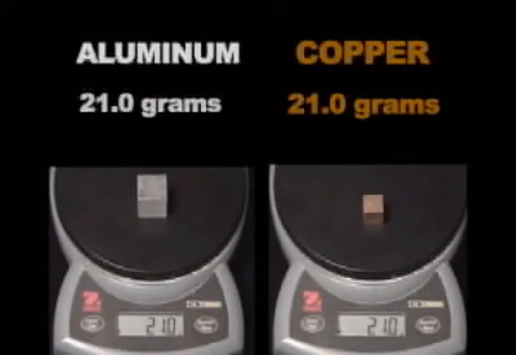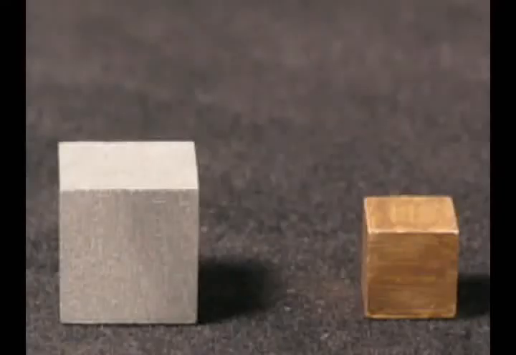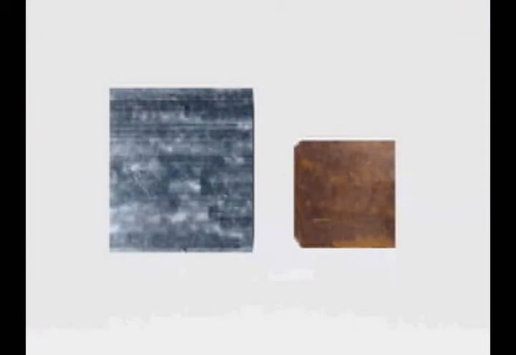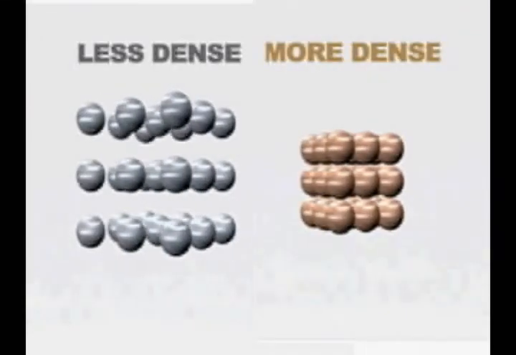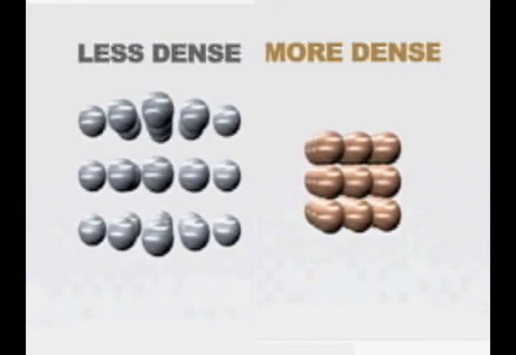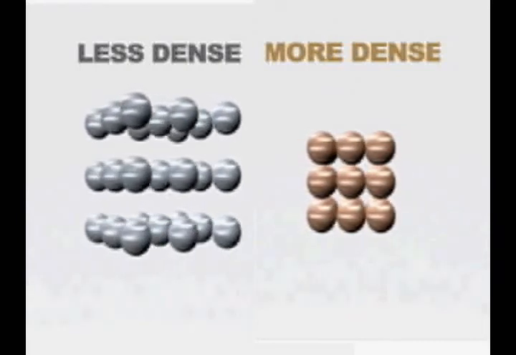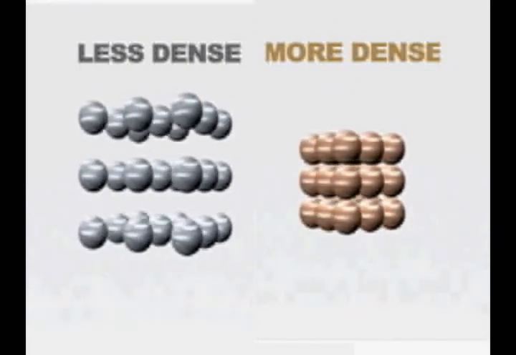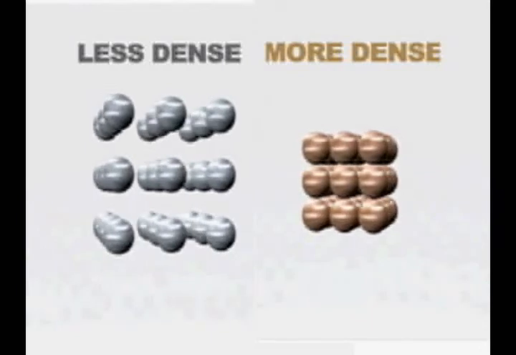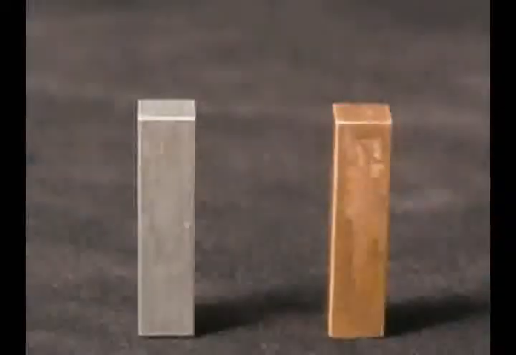So how can two objects with such different sizes have the same mass? The answer has to do with each substance's density. The two cubes have the same mass, meaning that they have the same amount of matter. However, the matter in aluminum is more spread apart, making it less dense than copper. The same amount of matter in copper is tightly packed in a smaller volume, making it more dense than aluminum.